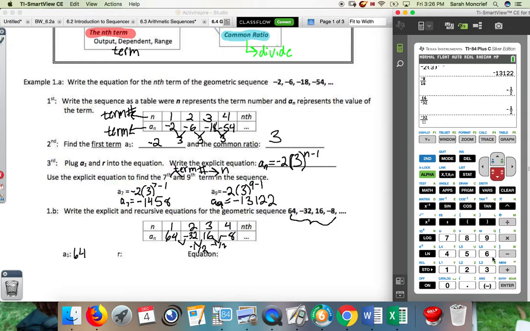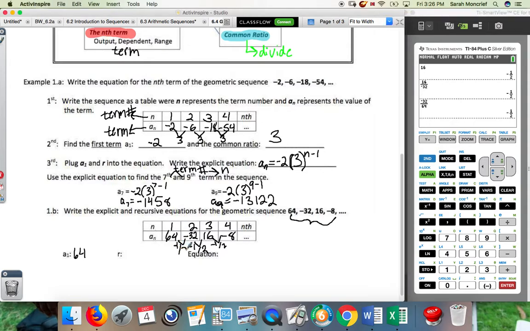And go down to the bottom. 64. And what do I get? -1/2. All these numbers are the same, so my common ratio has to be -1 over 2.